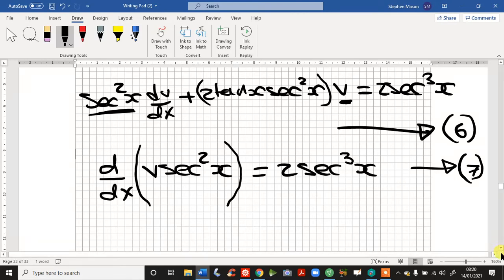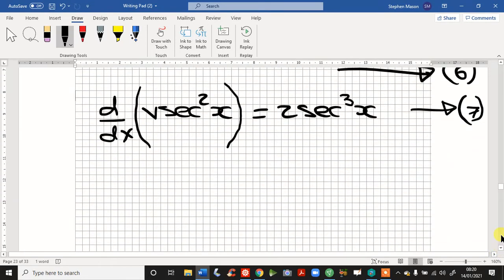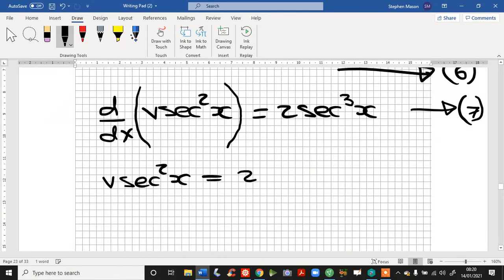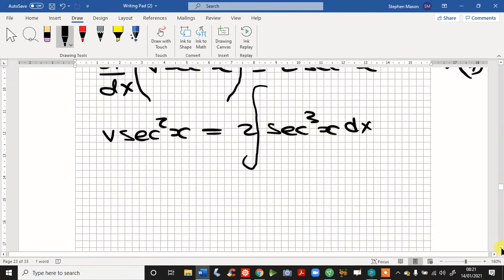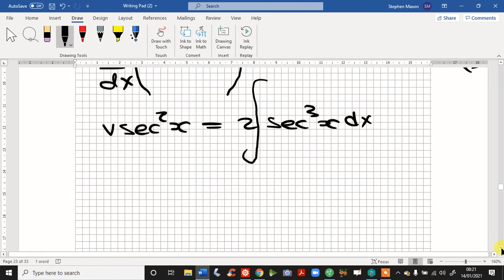Right, now then, it's again very easy to integrate the left hand side because that just gives us v sec squared x, and that's equal to 2 times the integral of sec cubed x dx. Okay, now I'm not actually going to go through the integral of sec cubed x. Hopefully you can work that out for yourselves and verify the result that I'm about to give you.